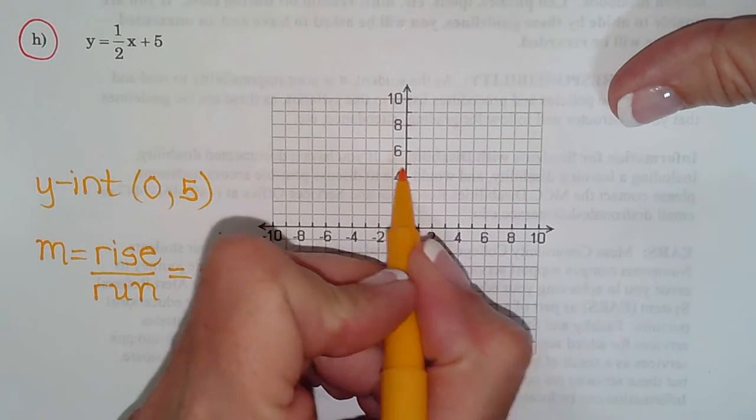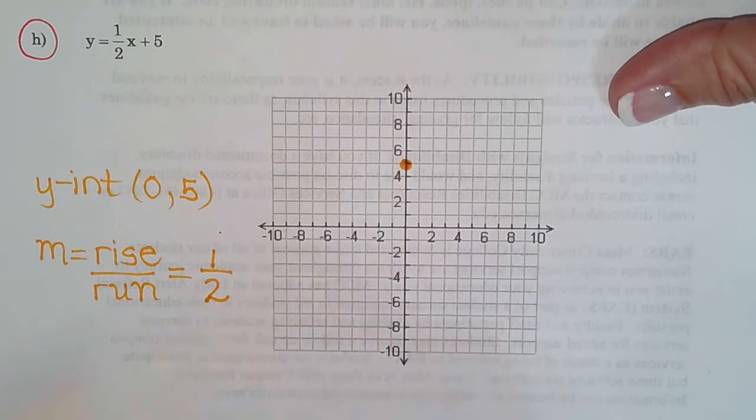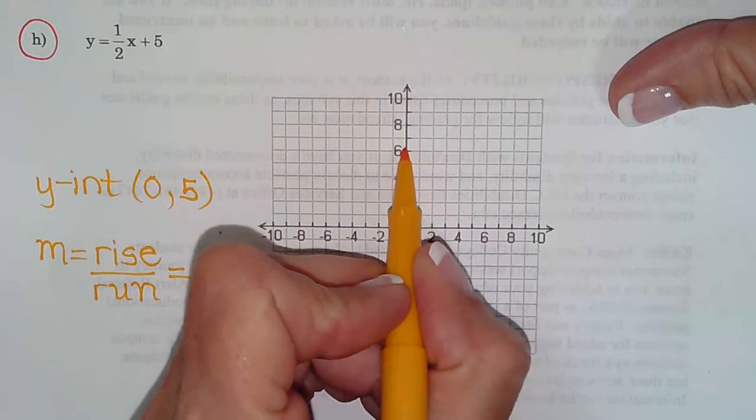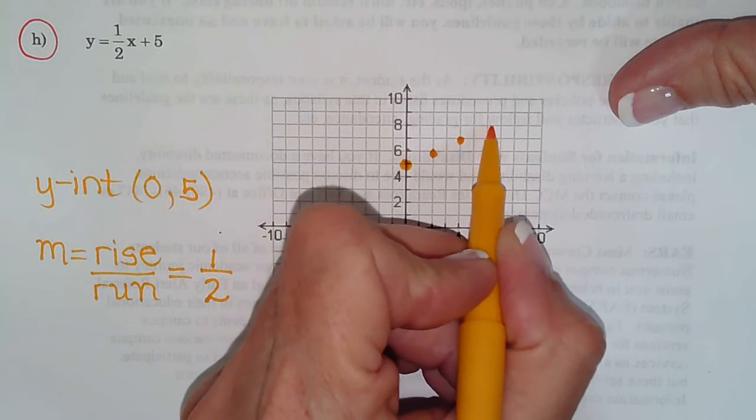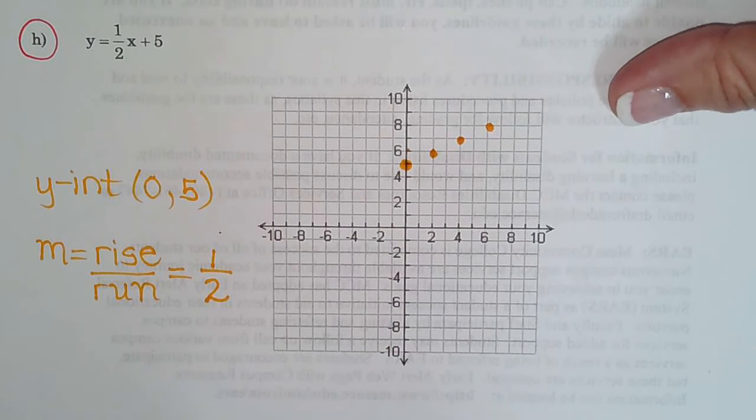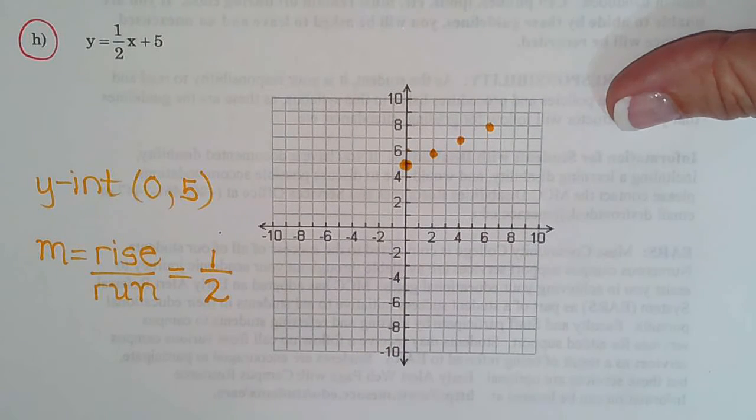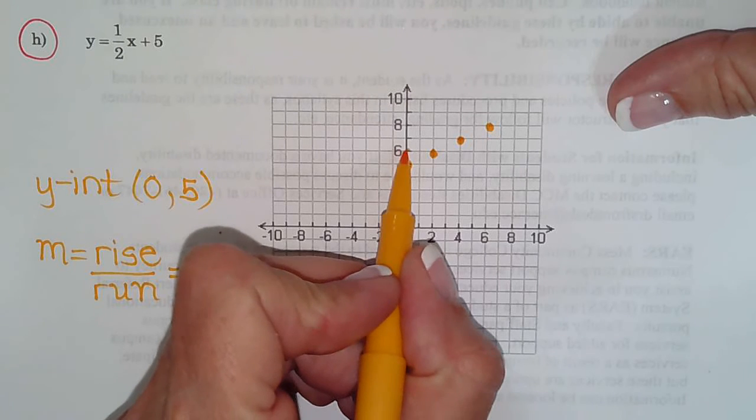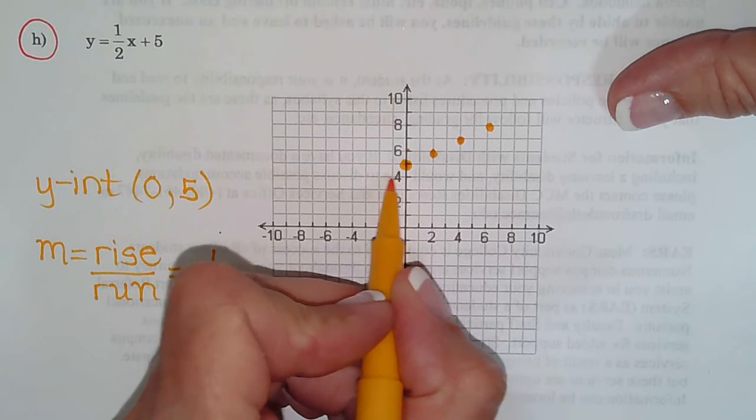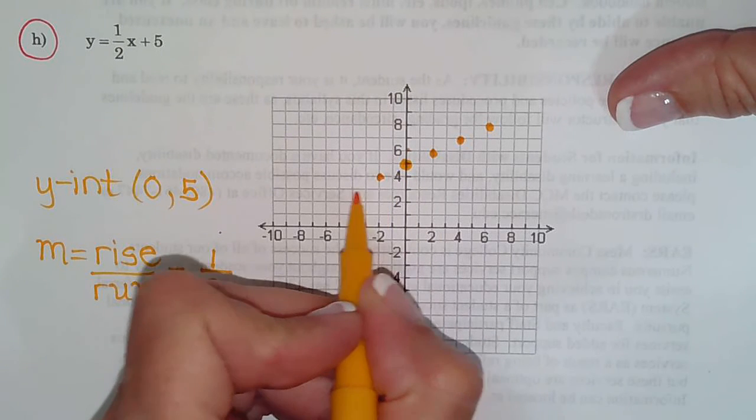So my y-intercept is (0, 5), and from that point I'm going to rise 1, run 2, rise 1, run 2, rise 1, run 2. And remember, if I need to go backwards, because I did have a question about this on our last test, I just do the opposite. The opposite of rise 1, run 2 is go down 1 and back 2, down 1, back 2.